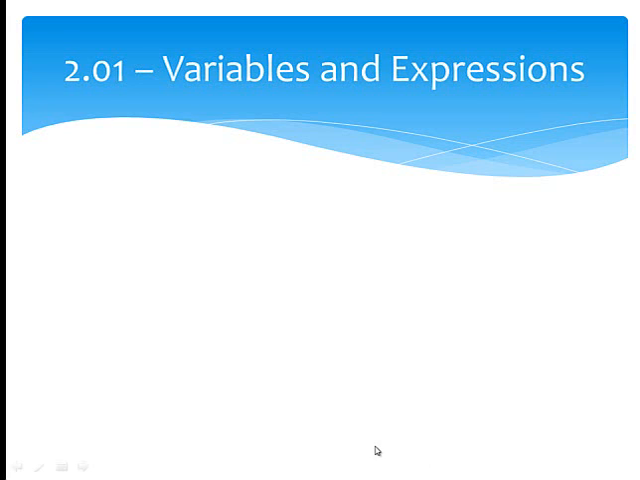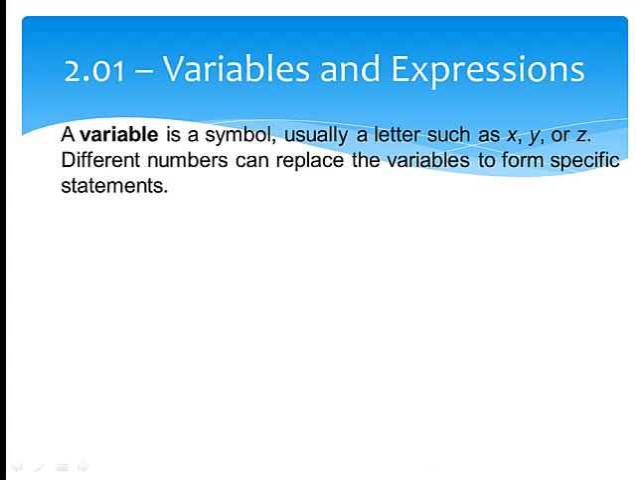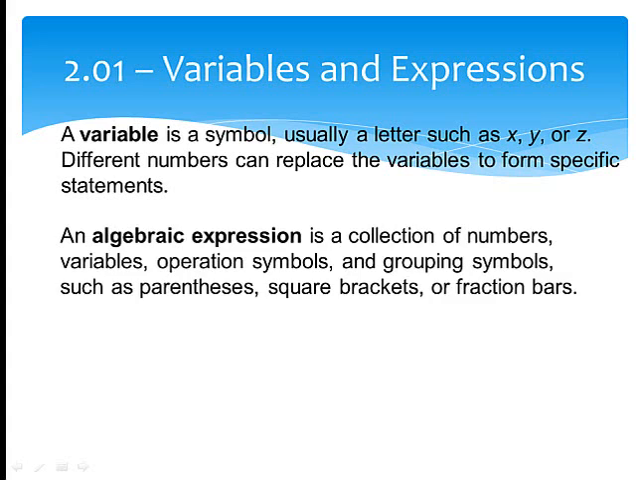Okay, so for lesson 2.01 on variables and expressions, we need to talk about what each one of these are. A variable is a symbol, usually a letter, such as X, Y, or Z, that is used to represent a number. Different numbers can replace the variables to form specific statements. An algebraic expression is a collection of numbers and variables and symbols and grouping symbols, etc. These are examples of an expression.